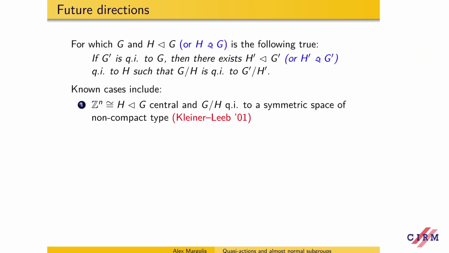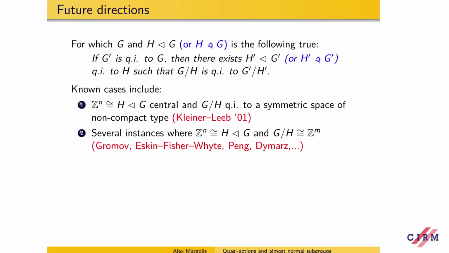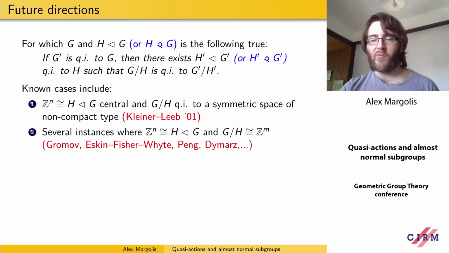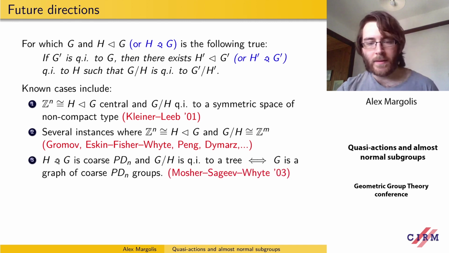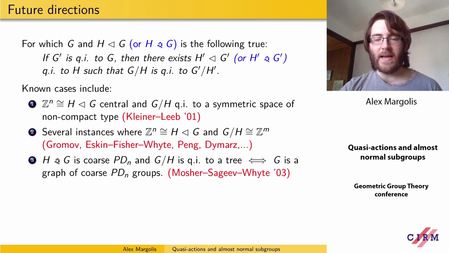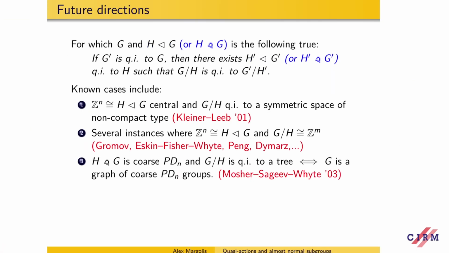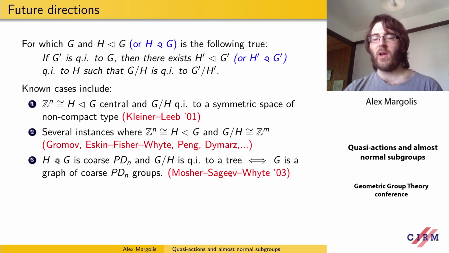So known cases include if we have a central free abelian group and the quotient group is quasi-isometric to a symmetric space of non-compact type. Several instances where both the normal subgroup and the quotient are free abelian: in the nilpotent case, this is due to Gromov. In the non-nilpotent polycyclic cases, this is due to Eskin, Fisher and Whyte, Peng, and Dymarz. If H is an almost normal subgroup of G and the quotient space is quasi-isometric to a tree, then that was shown by Margolis, Sapir and Whyte, and this is actually equivalent to G being a graph of coarse Poincaré duality groups.